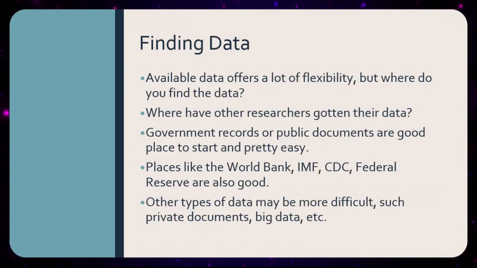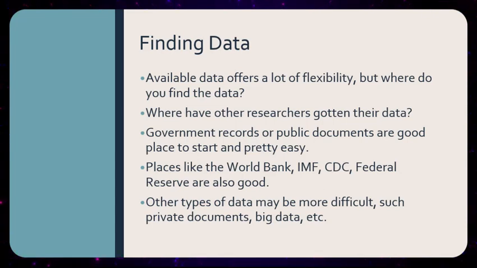When it comes to finding data, we have a number of good sources to start with. As always, it's a good place to start with government records or public documents that are easy to access. From there, we can follow a paper trail if we need to find better or more reliable sources. Other good places to start are large international organizations or federal agencies, such as the World Bank, the International Monetary Fund, the Center for Disease Control, the Federal Reserve, etc. These are good places to start because they typically have fairly trustworthy information and that information is publicly available.